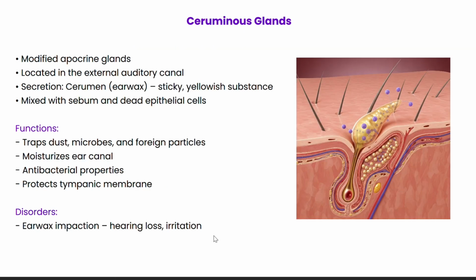Now we reach the ear specialist glands, the ceruminous glands. These are modified apocrine glands only found in the external ear canal. Their secretions combine with sebum and dead cells to form cerumen or earwax. Though it may seem gross, it's actually a powerful defense mechanism, trapping dust and even repelling insects. However, too much wax can build up and block the ear, causing hearing issues.